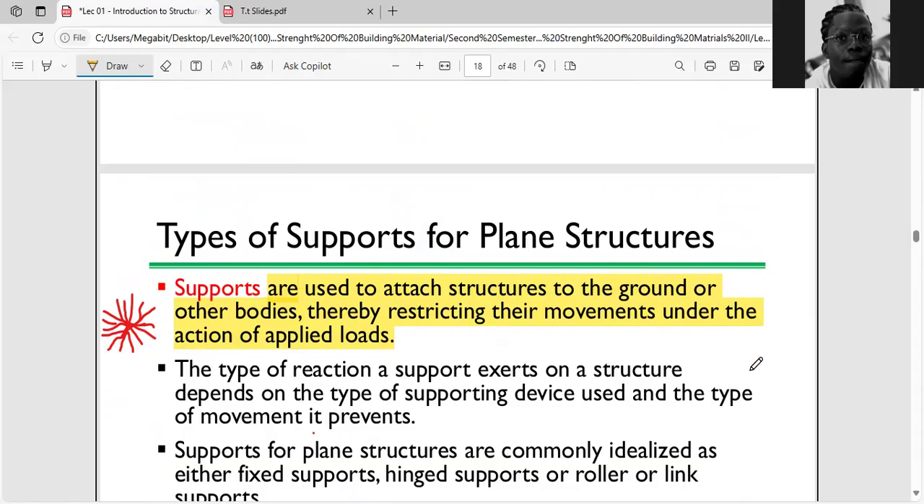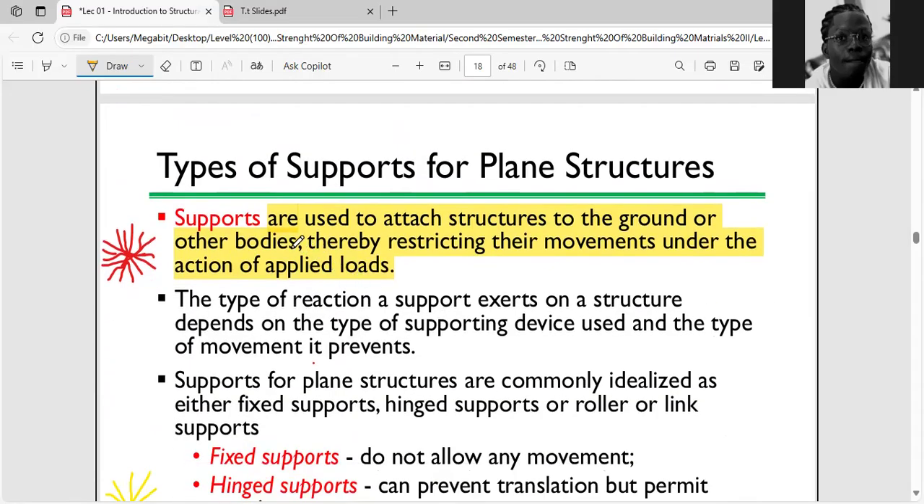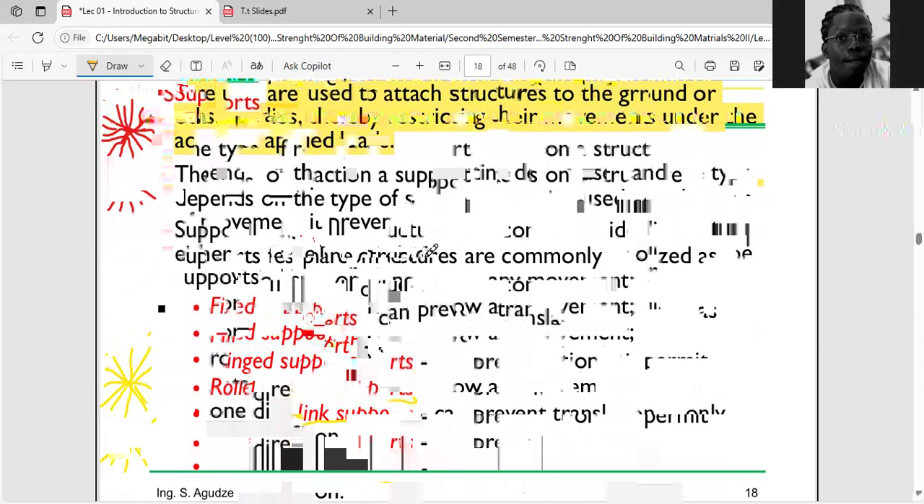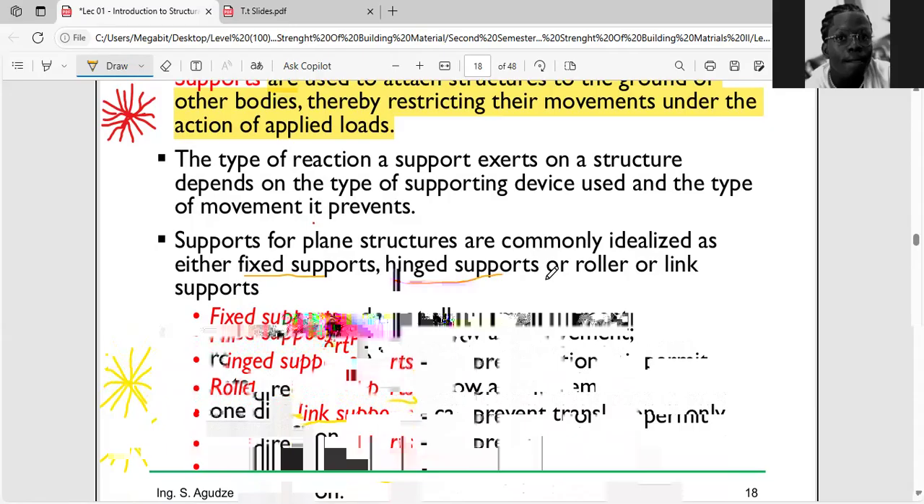Supports are used to attach structures to the ground or other bodies, thereby resisting their movement under the action of applied load. The type of reaction a support exerts on a structure depends on the type of supporting device used and the type of movement it prevents. Supports for plane structures are commonly idealized as either fixed support, hinge support, or link support.